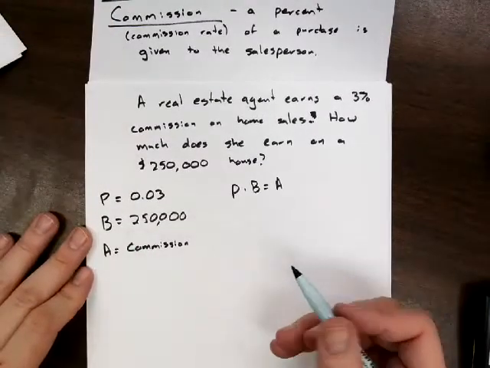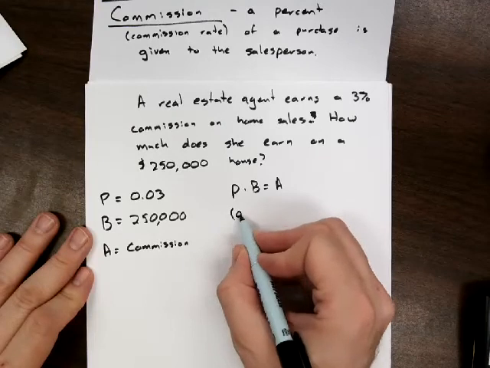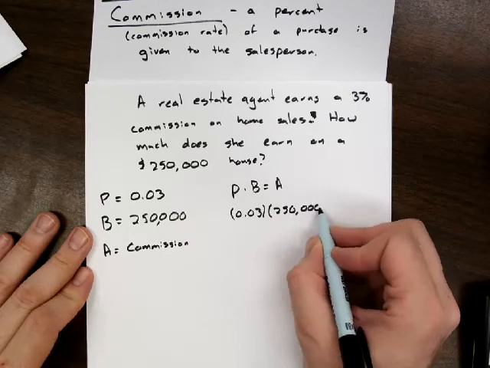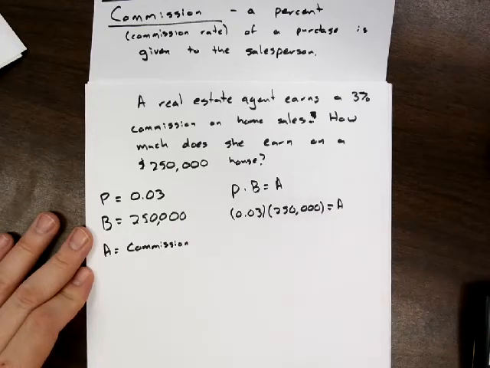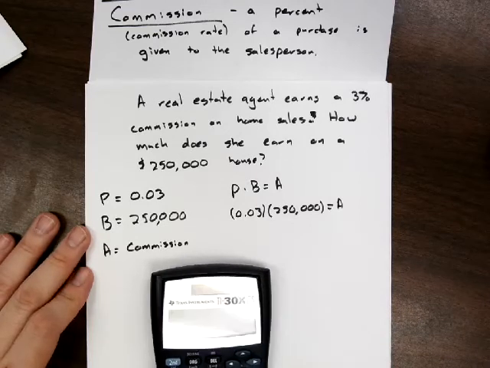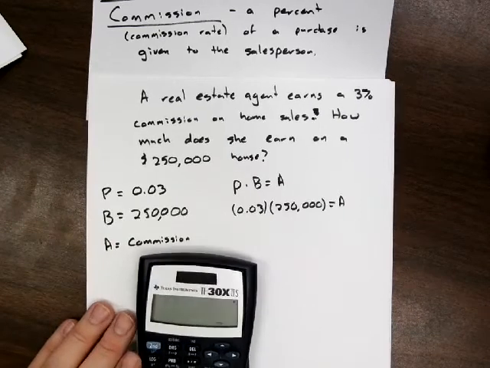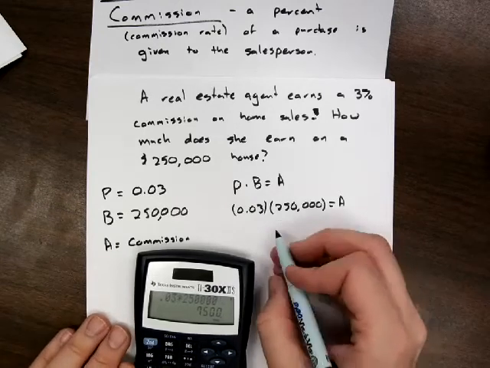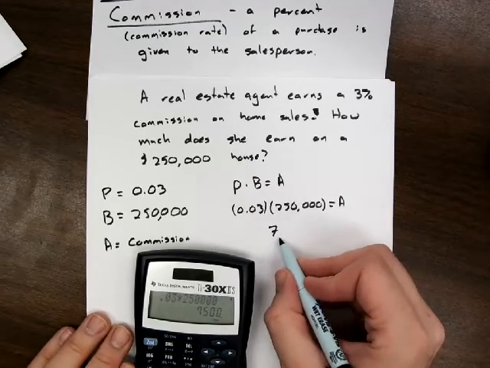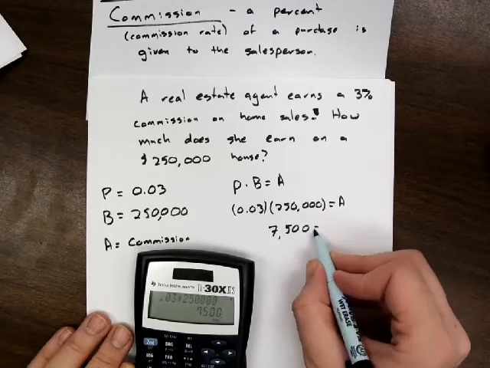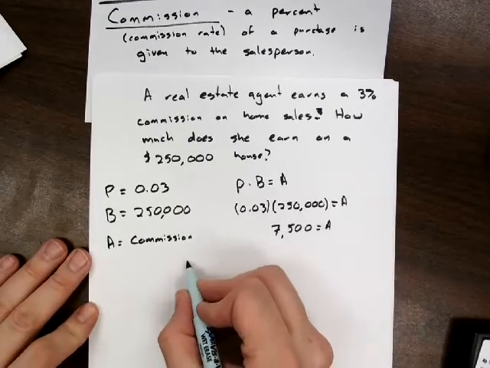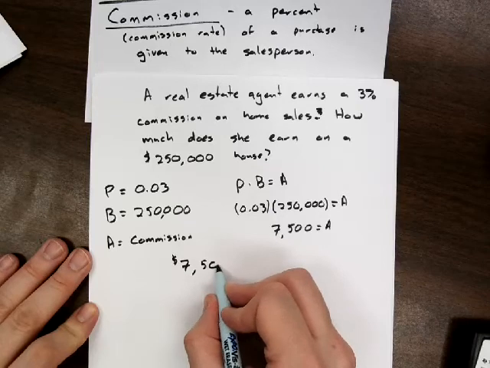Well, now we can just plug these things in. Our percent here is 0.03. The base was 250,000. And that's going to be equal to our amount. Let's go ahead and plug this into our calculators and find out what we got. So this is going to be 0.03 times 250,000. And it looks like off a $250,000 house, they will get $7,500. Sounds like a pretty good payday. So that's going to be a $7,500 commission.